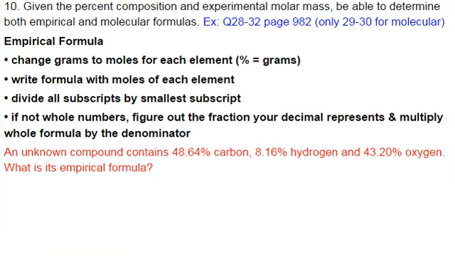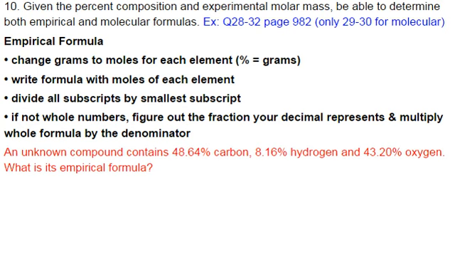Okay, number 10, I'm going to break into two parts here, part A and part B. Given the percent composition and experimental molar mass, be able to determine both empirical and molecular formulas. So in part A here, we're going to talk about the empirical formula. It's the simplest ratio. So again, there's a format or an algorithm we can follow here.